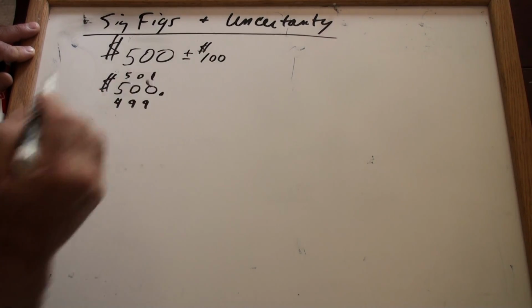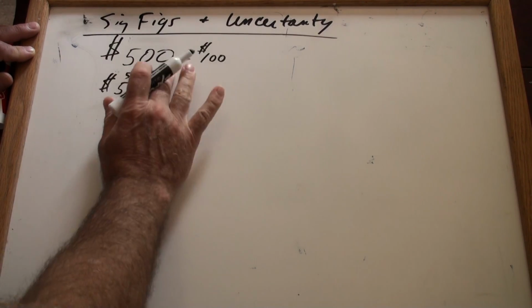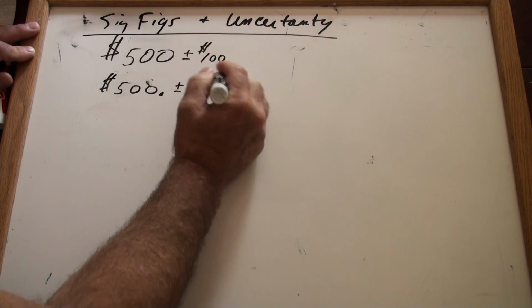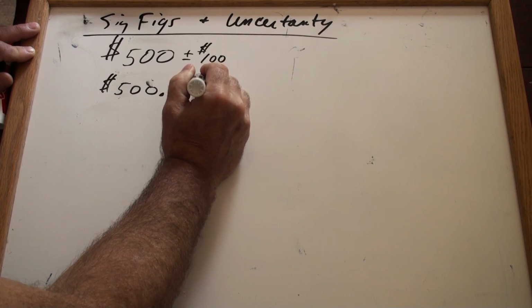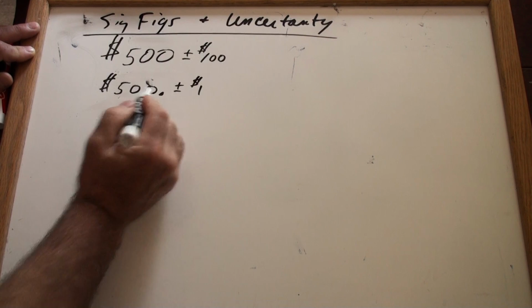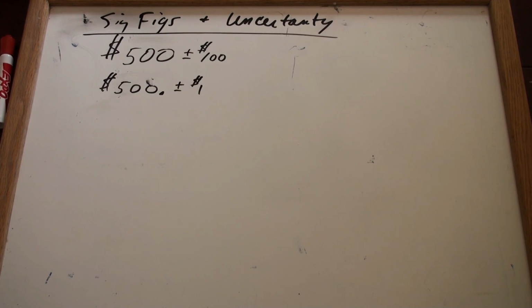You see how that is the sig fig. So there's 1, 2, 3 sig figs. If I want to be more accurate, then I could say plus or minus $1 because the guess is in the ones place. Doesn't that make sense? Hopefully that makes sense. All right, now this is where it gets a little weird.